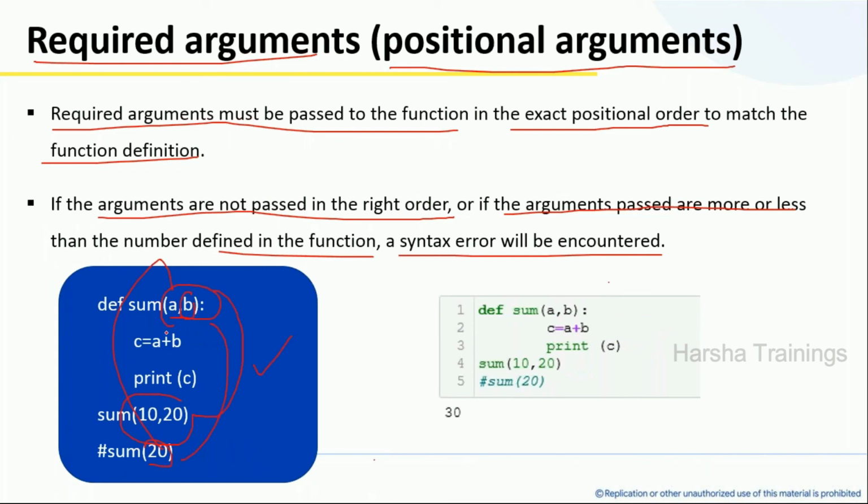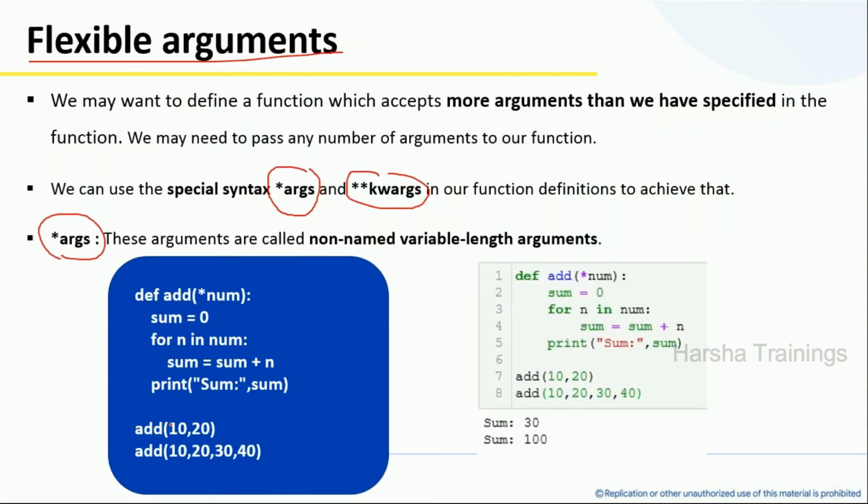In positional arguments, I told you, whatever the number of arguments in the actual call, it should be the same in the function definition. But here, I'm calling a function with 2 arguments, and here I'm calling the function with 4 arguments, still it is executing. That is the beauty of the star. Star stands for you can pass any number of arguments, and the program will still work. This is called non-named variable length arguments.